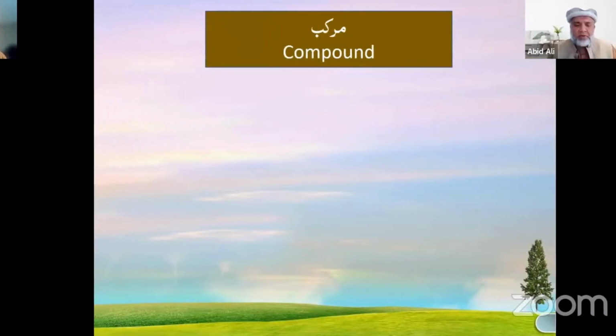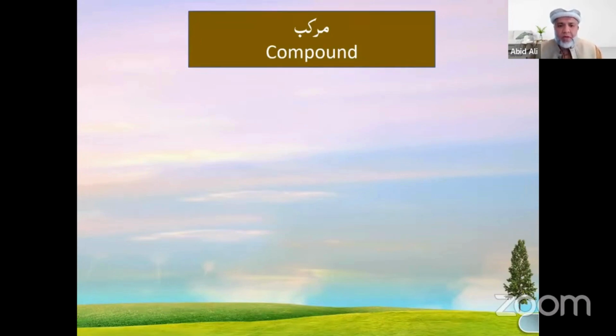We have a concept of a compound in the Arabic language, which is known as a murakkab. A murakkab is a combination of two or more words. Remember we said that in Arabic the basic unit is the word, and the word is of three kinds: it can be an ism, a harf, or a fi'l.